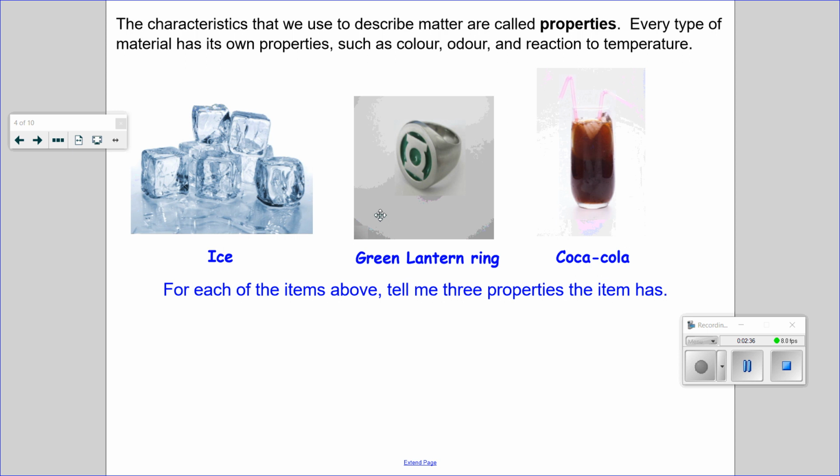What I want you to do when I'm finished speaking is put the video on pause so you can make a list of properties that each item has. Again, by property I mean its color, its odor, how it reacts to temperature in terms of whether it melts or it freezes, it expands, it contracts. Please put the video on pause now so you can make your list of properties for these 3 items. I look forward to hearing your responses in tomorrow's class.